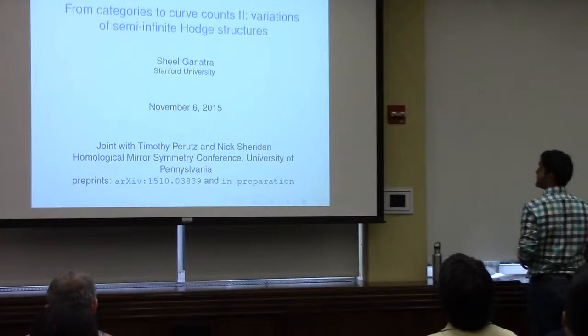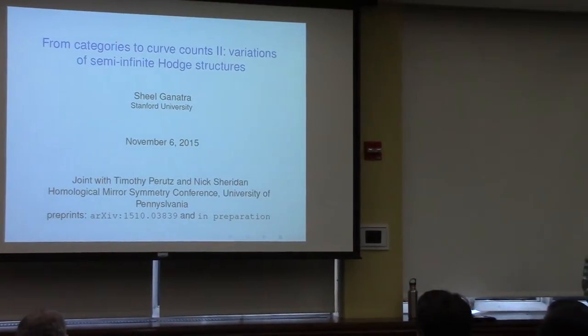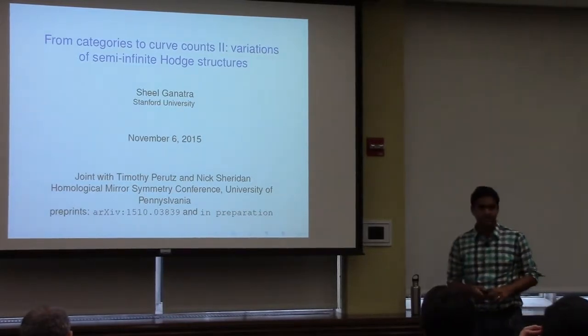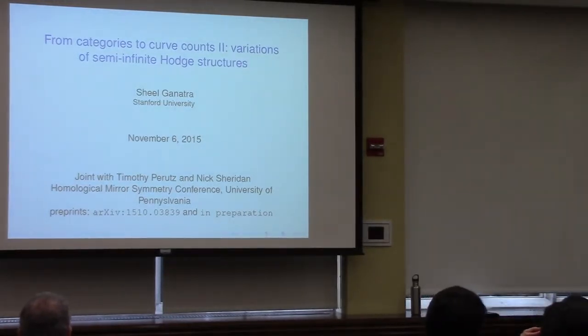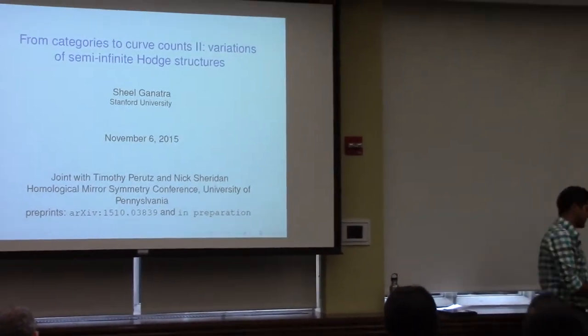Great. So as listed here, the title is From Categories to Curve Counts 2, Variations of Semi-Infinite Hodge Structures. This is part of a joint project with Tim Peretz and Nick Sheridan. Nick spoke yesterday about the first part of the project. And there's an arXiv preprint up there, and some parts of what I'll say are in preparation.